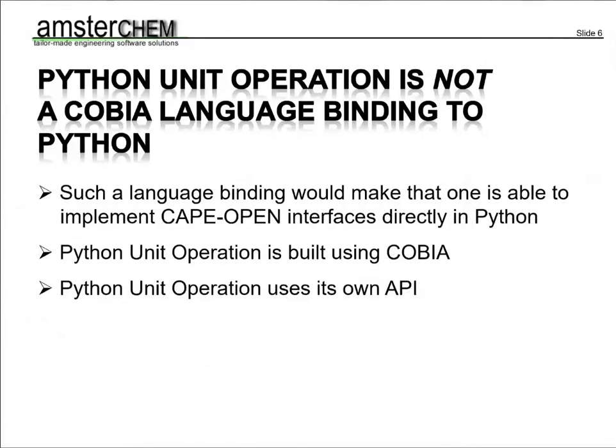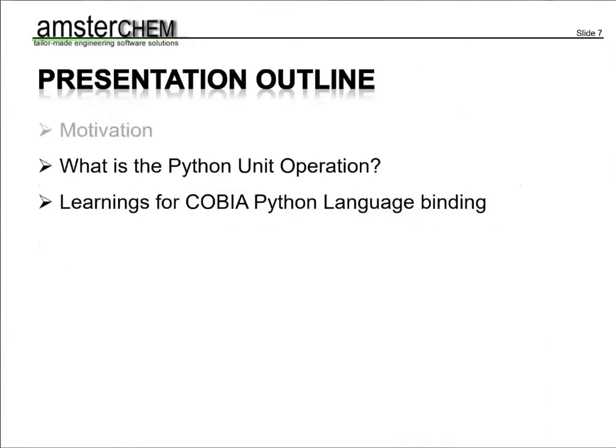The difference is that in a COBIA language binding, you would expect to implement CAPE-OPEN interfaces in Python. So yes, the Python unit operation is actually built on COBIA, but no, you do not implement CAPE-OPEN interfaces in Python. What you do is you use a specific Python unit operation API to program your unit operation. So now that we've had a bit of motivation during this presentation, I would like to present what the Python unit operation is. And during implementing it, I actually learned a lot of stuff that could be used in a potential COBIA Python language binding, which I will also share with you in this presentation.